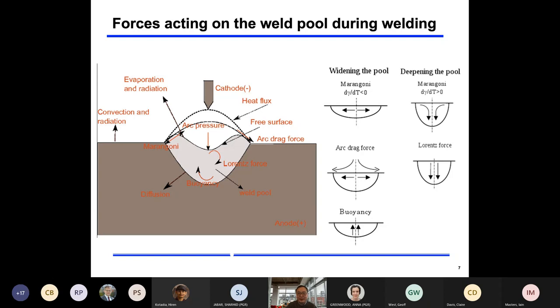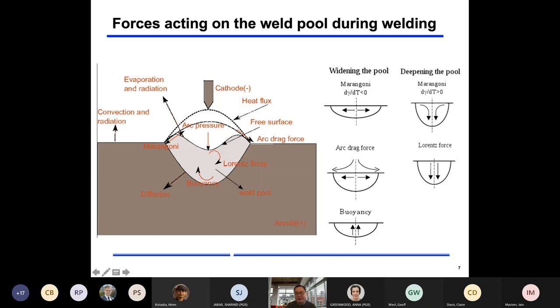For example, we will give you an example later on, looking at this Marangoni force change, the surface force change, and whether we can modify the surface to modify the morphology of the weld bead, and also look into the formability of additive manufacturing using the arc weld method.